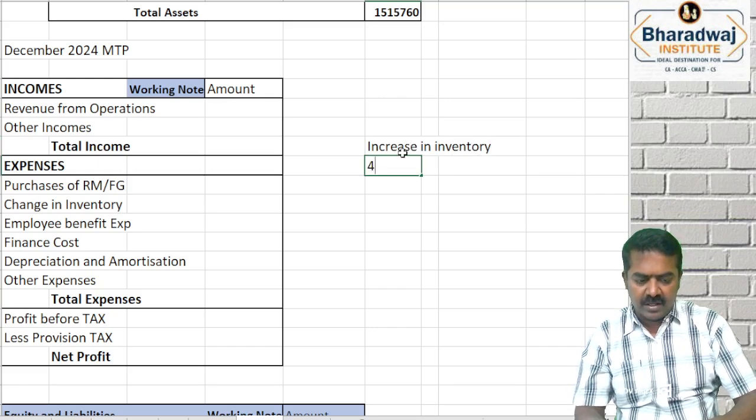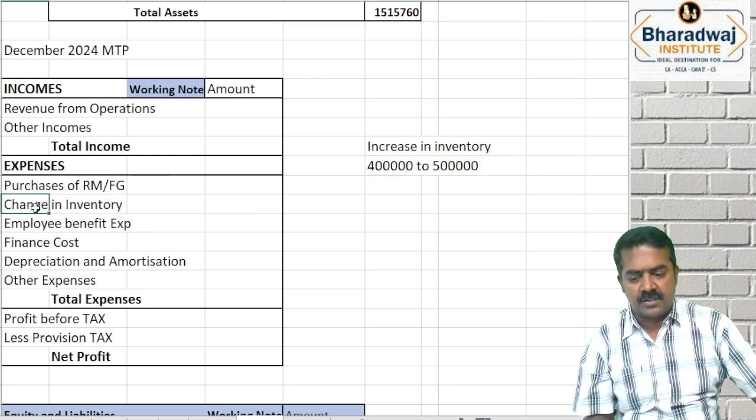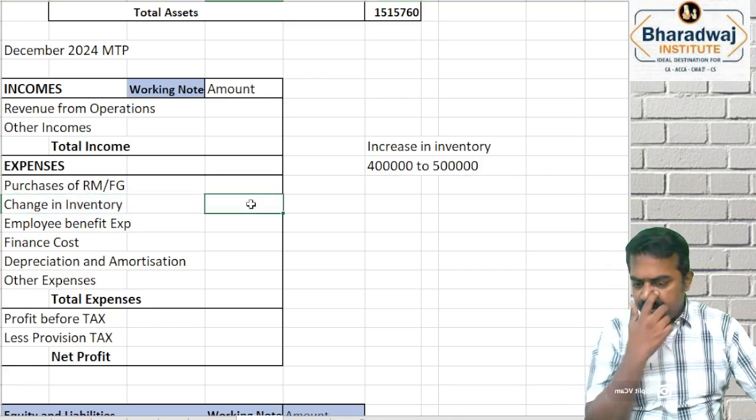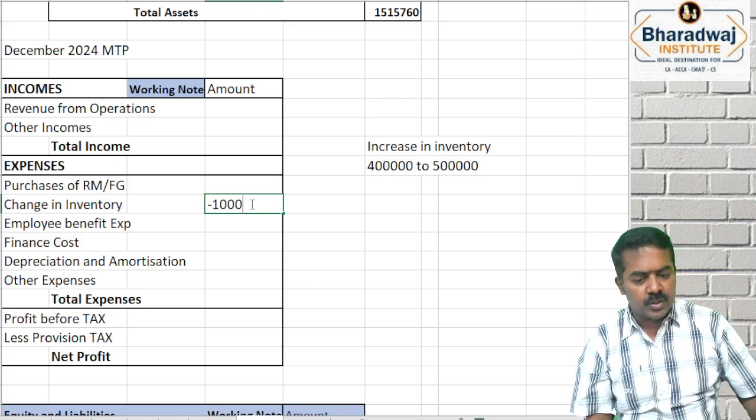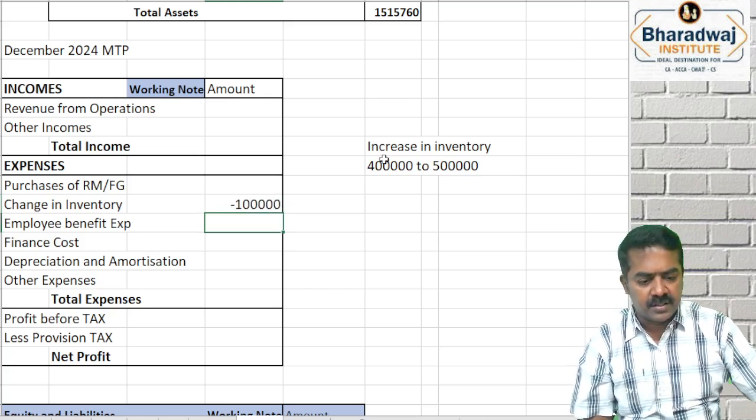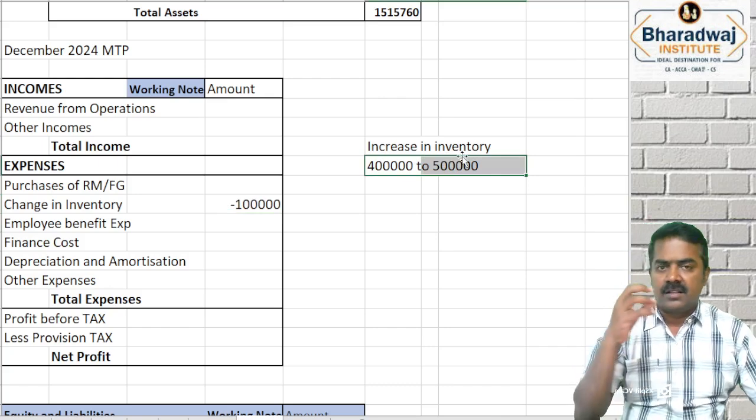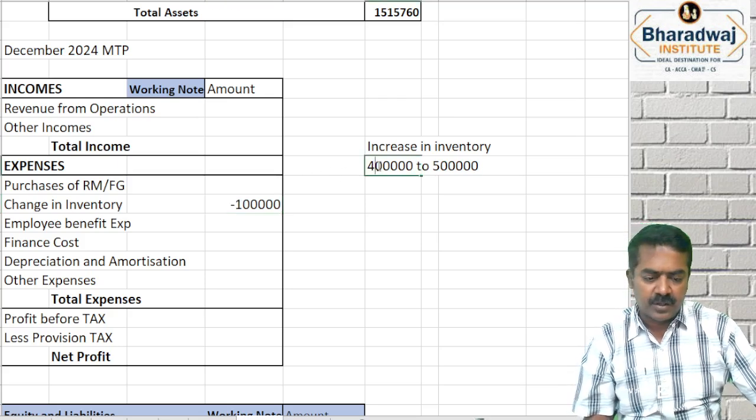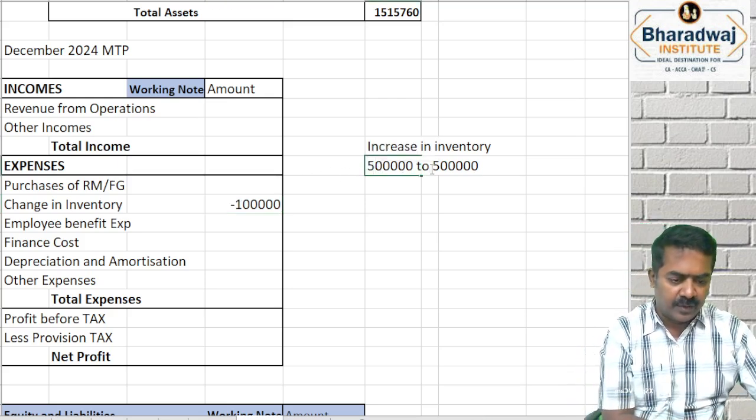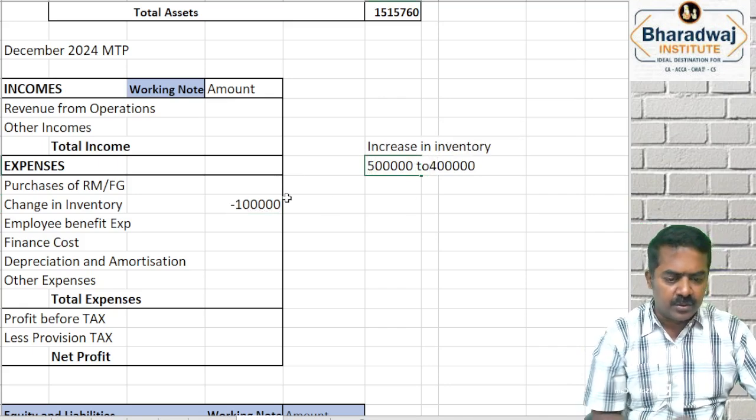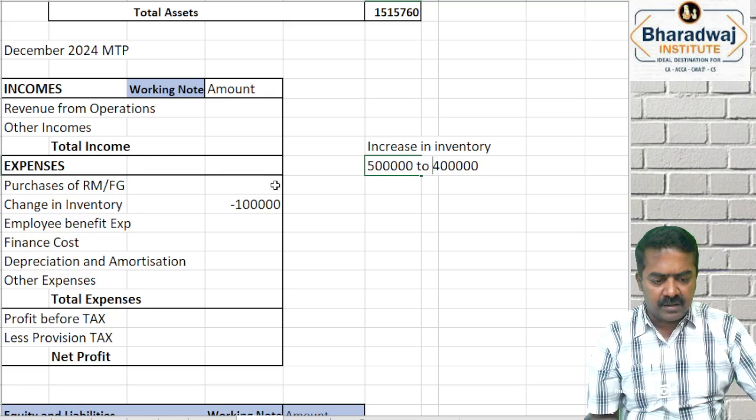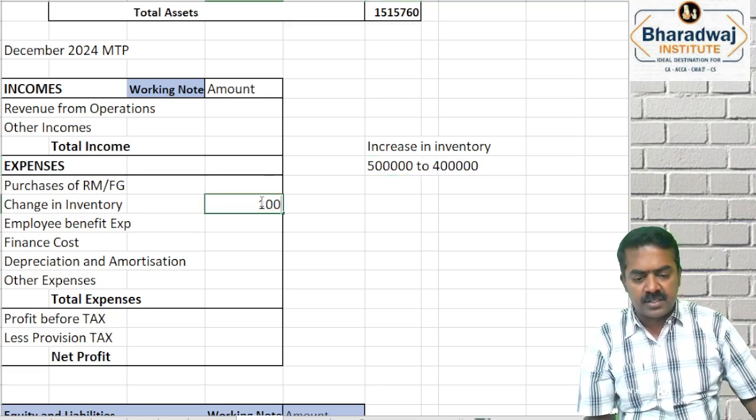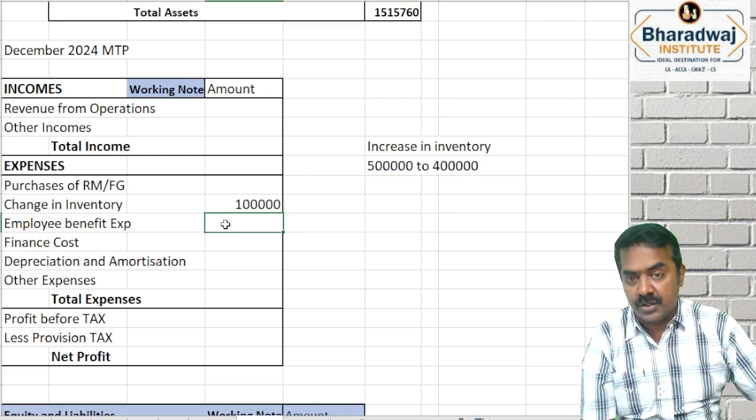for example, inventory increased from 4 lakhs opening stock to 5 lakhs closing stock. Now, how will you represent this? Change in inventory minus 1 lakh. The reason is when the inventory increases, that much of inventory is not consumed, so we have to eliminate it from expenses. Suppose it is otherwise, from 5 lakh to 4 lakh, if inventory reduces, we'll take the change in inventory as a positive amount in expense because it is consumed.